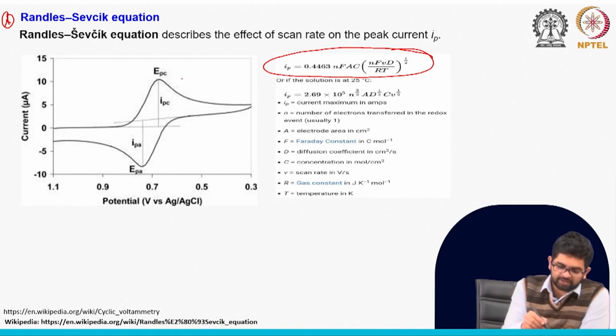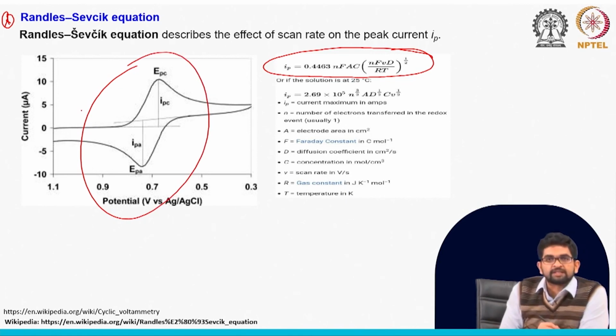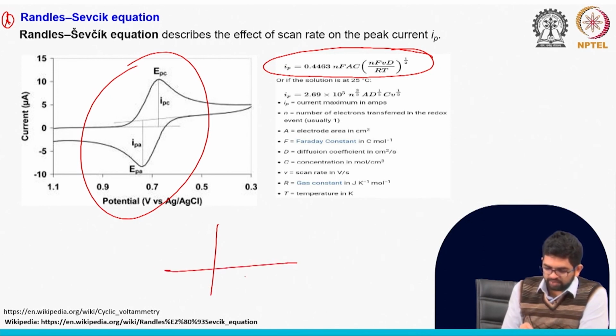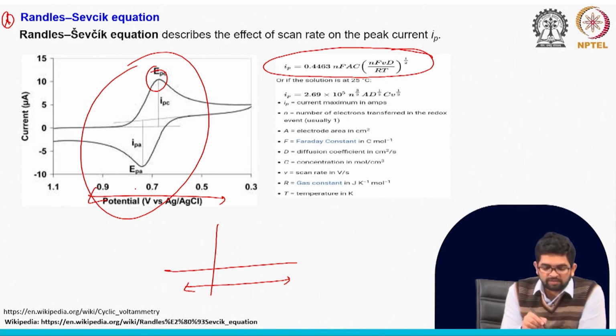Suppose you got one cyclic voltammogram, something like this. When you are getting cyclic voltammetry, you are scanning within a potential window and you are getting current, right, within this potential window. But there are so many other factors that can also affect this cyclic voltammogram, like your current can be changed, and your E half value also can be changed. There are some different factors.